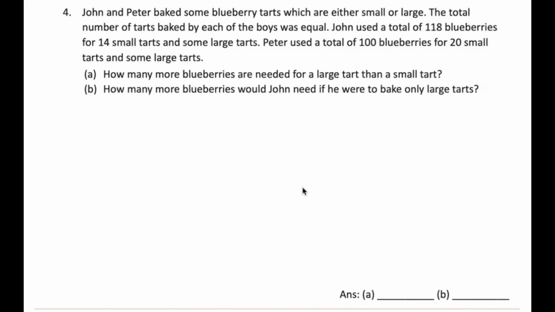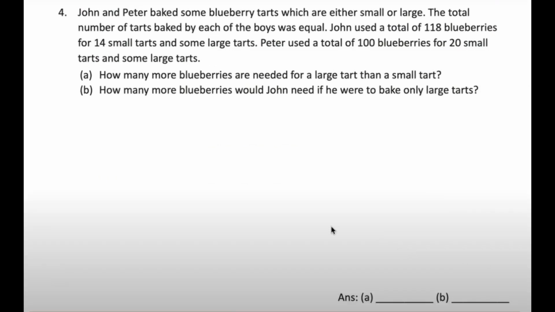Question number 4. Let's do. Okay, let me explain this question. Okay, no more trying, just listen. So John and Peter baked some blueberry tarts, which are either small or large. The total number of tarts baked by each of the boys was equal. So this is the key. They both bake equal number of tarts. The small and the large, they are equal.